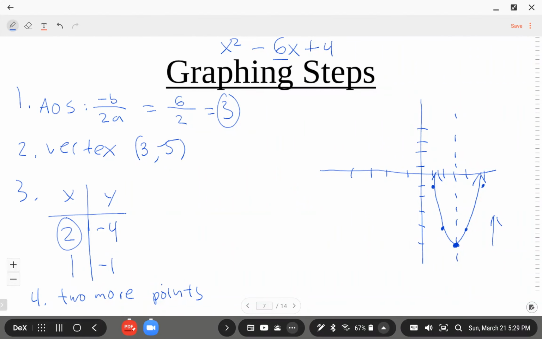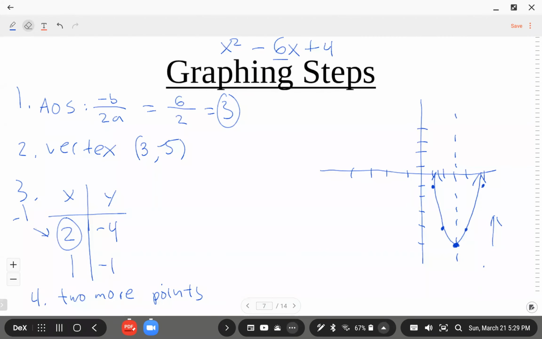And let's say, what if the A was negative? Then you might find points like, let's say, this 2 right here might become a -1, and the 2 more points that you find could be like right here, and then you'll know that it's going down. So that's how you find it out once you find those 2 points.